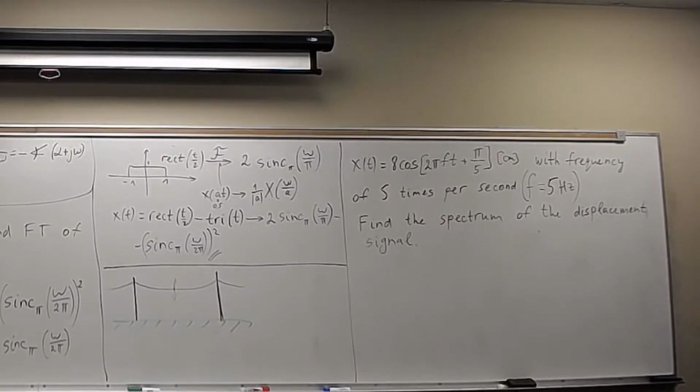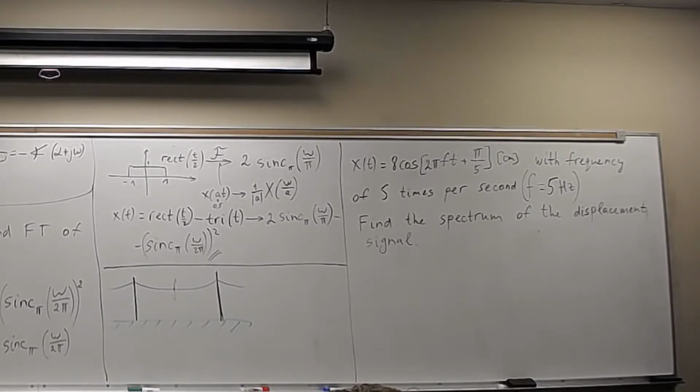Okay, how do you start to solve the problem? Look at tables. Tables of what? Transform tables. Can we go ahead and replace 2 pi f with omega?